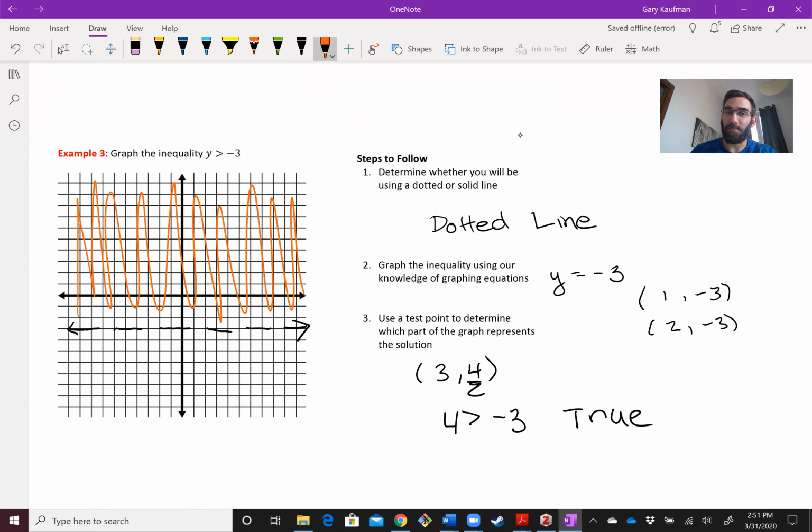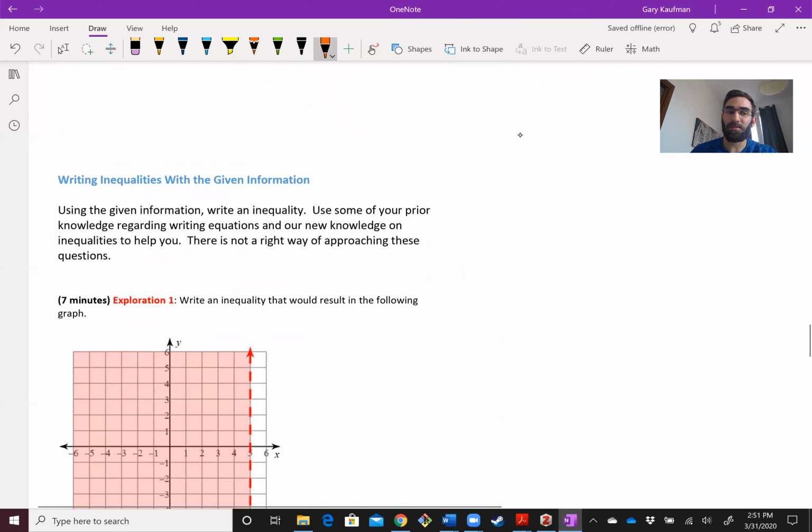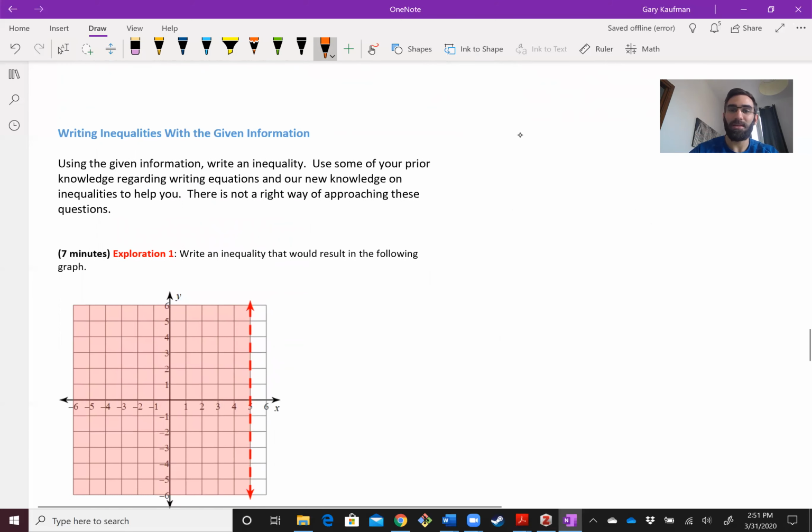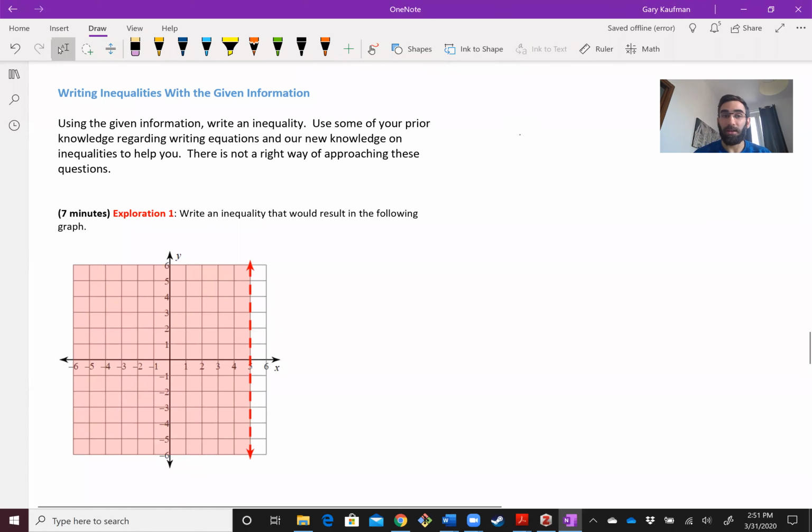Now, keep this in mind. The next problems, there's 4 of them, and they're explorations, but I want you to take the time that I ask you to take, and then watch the video afterwards if you get stuck. I am giving you the graph. I want you to write the inequality. There's different approaches to doing it. Some are quicker than others. There are some that have multiple answers.